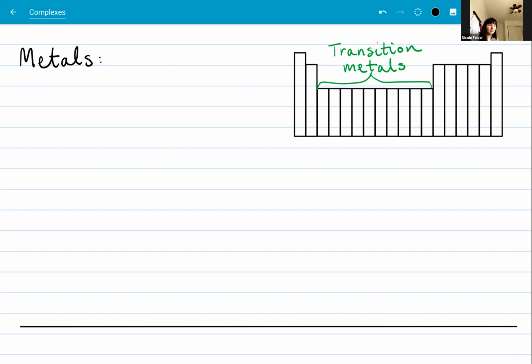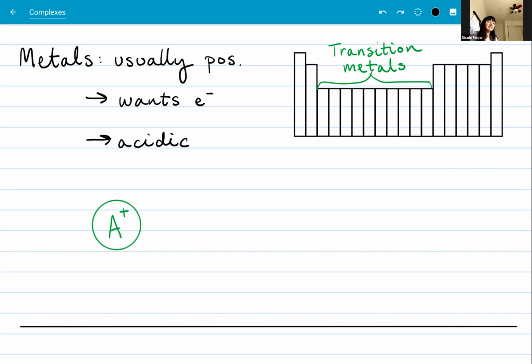Transition metals, which are in that large middle section of the periodic table, tend to be positively charged in the aqueous phase, and therefore are lacking in electrons. The higher the positive charge, the more the metal wants electrons, and thus the more acidic that metal is. In solution, metals will wait around for some electron donors to come along and share with them.